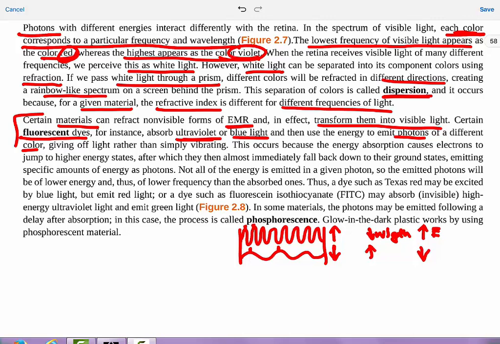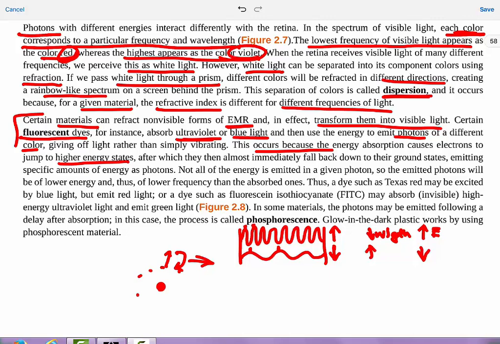So this occurs because the energy absorption causes the electrons to jump to higher energy states, after which they then fall back down to the ground states, and then that emitting is emitting certain amounts of energy as photons. So if you can remember some chemistry that you have taken, remember we have the center here, and then we've got electrons, well, not really like that, but electrons flying around, and then they jump up to higher energy states, and then they fall back down. And then when that happens, they release energy.